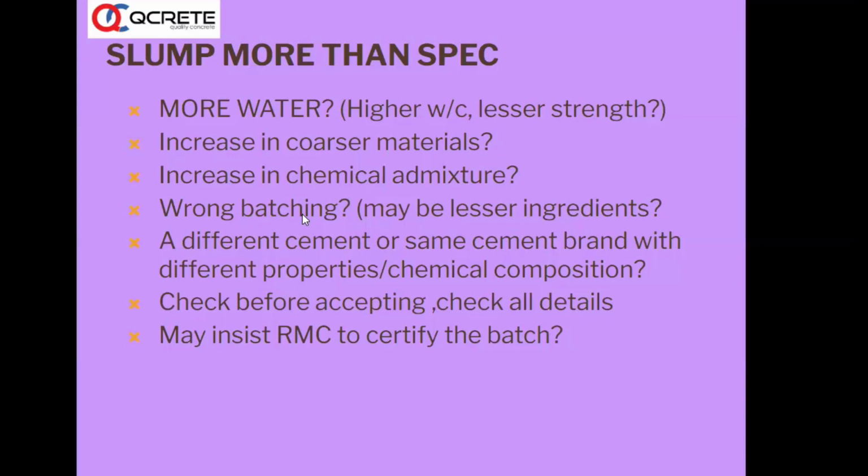Wrong batching might have happened actually. So maybe lesser ingredients, then also it is a problem. A different cement, or same cement brand with different properties, then also the slump may be more. Check before accepting. Check all these details. Sometimes you can ask the Readymix concrete company to certify the batch, guarantee the batch.